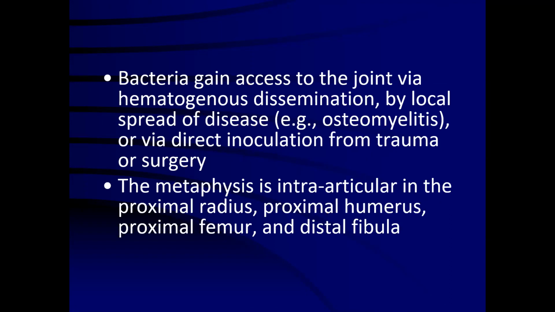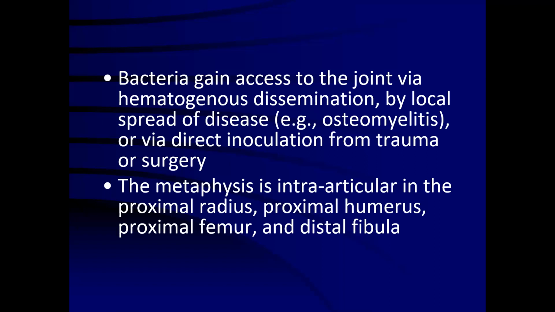Bacteria gain access to the joint via hematogenous dissemination, by local spread of the disease, or via inoculation from trauma or surgery. And if we're doing any surgery, there is a possibility of having an infection. Trauma could lead to infection. It can spread from other regions of the body by means of the hematogenous route.